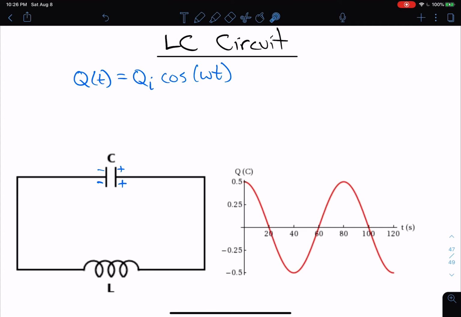Now, I've already mentioned omega. Let me tell you what that is. The angular frequency for this circuit is 1 over square root of LC. And also remember, from simple harmonic motion, we know that the angular frequency, which is measured in radians per second, is going to be equal to 2 pi times the frequency. The frequency is in hertz. And the only other thing to remember is that the frequency and the period are just reciprocals of each other. So if you multiply them together, you get 1.